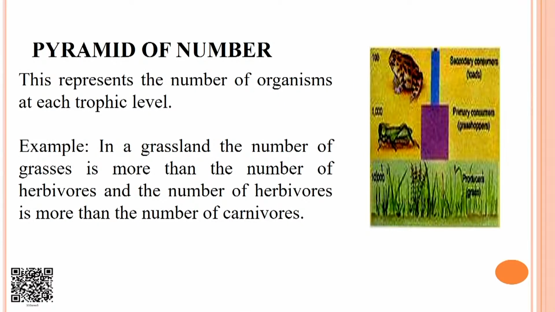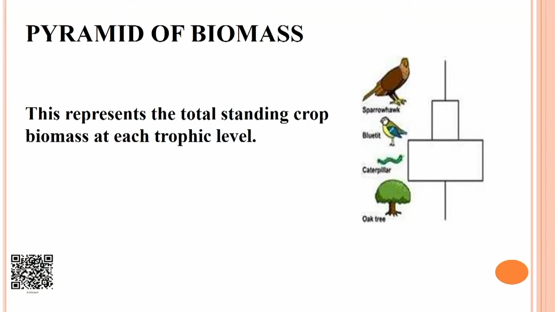So, first we will talk about pyramid of number. This represents the number of the organisms at each trophic level. If you take example of grassland, the number of grasses is more than the number of herbivores and the number of herbivores is more than the number of carnivores. In some instances pyramid of number may be inverted. Herbivores are more than primary producer, as you may observe that many caterpillars and insects feed on a single tree.